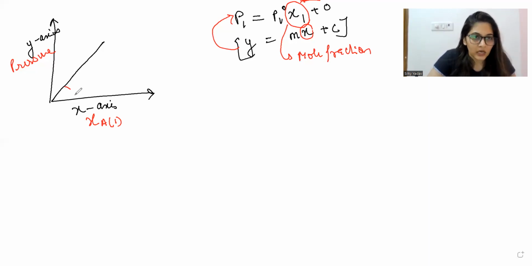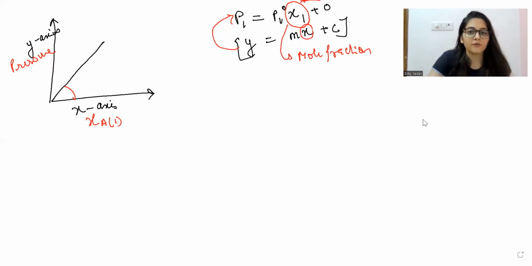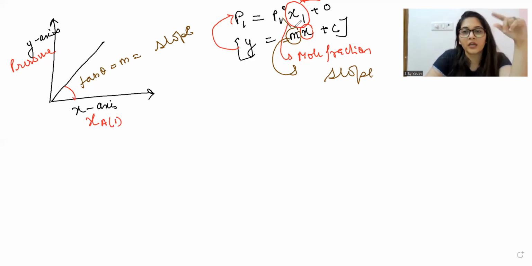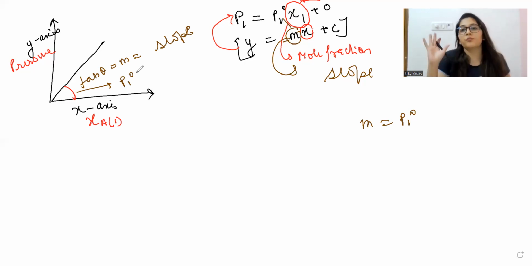Now, how do I know how to draw this line this much or this much or this much? How do I know this? Because this m value which is here is the slope value. Slope tells how much tilted the line will be. And you know that tan theta is equal to m, which tells us about the slope. So in this case, if we compare the two equations, I get m is equal to p1 naught. So this is the value of p1 naught, the pure vapor pressure. Is it clear to everyone? I hope this will be clear.